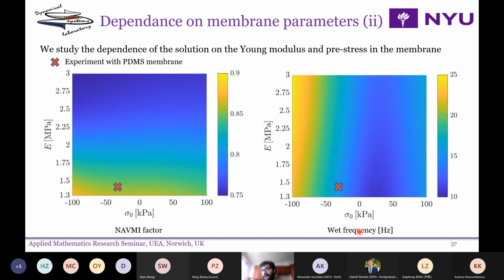So the wet frequency is a mix between the two, meaning that we still see a large dependence on the pre-stress, because the original in-vacuum frequency depends very much on this pre-stress, but also we now see a dependence on the Young modulus because of the dependence of the NRB factor on the Young modulus.